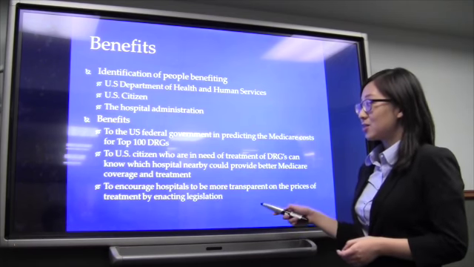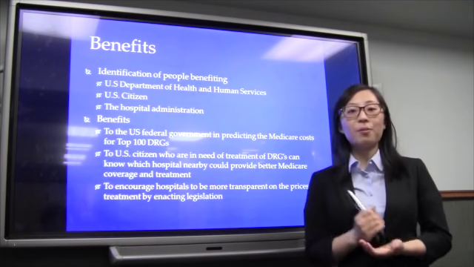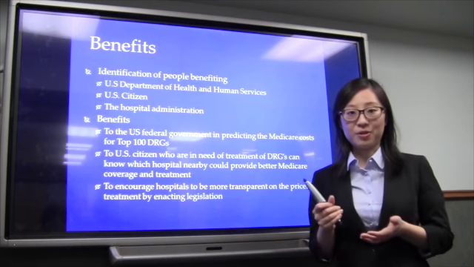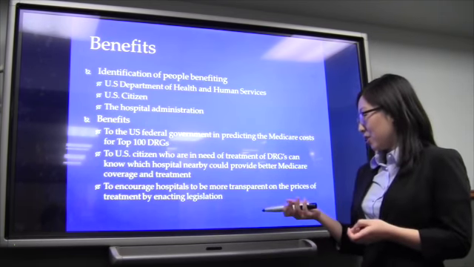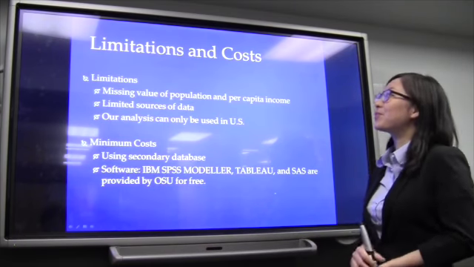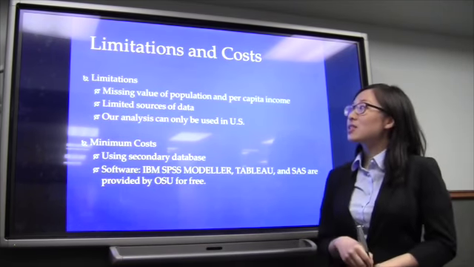The last one is the hospital. We hope our project can encourage hospitals to be more transparent on the prices of treatment through legislation. Okay. The next is the limitation.